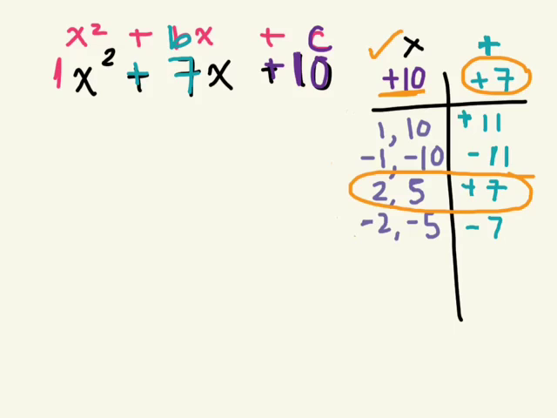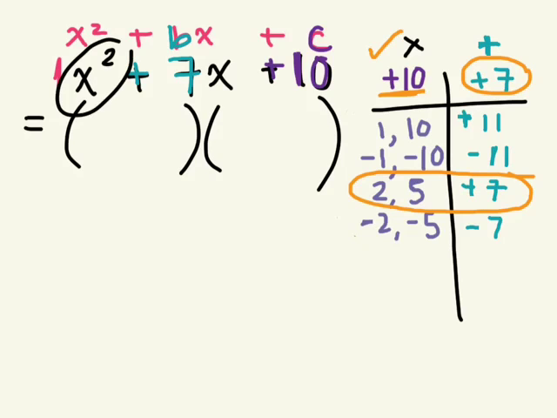So now we need to write this in factored form. So something times something, because factored form is written as a product. Because this is just x squared, we need 2 x's. X times x is x squared. And then you look here. It's going to be plus 2, and then plus 5. And that's it. Then we're done.